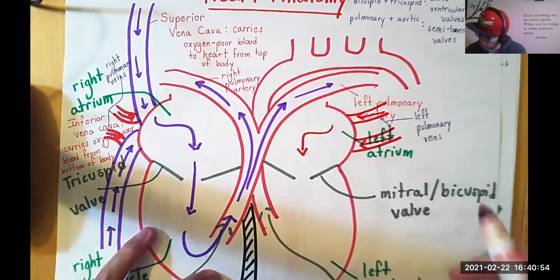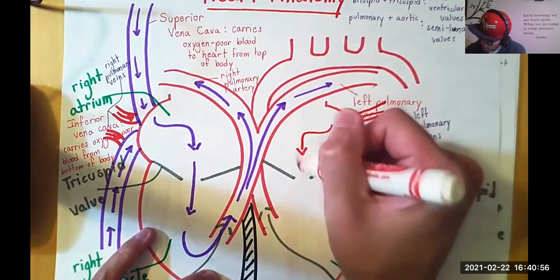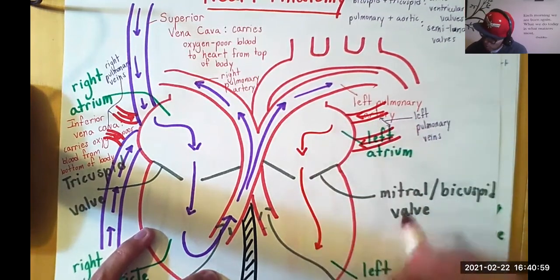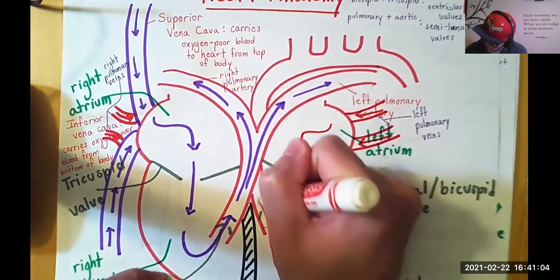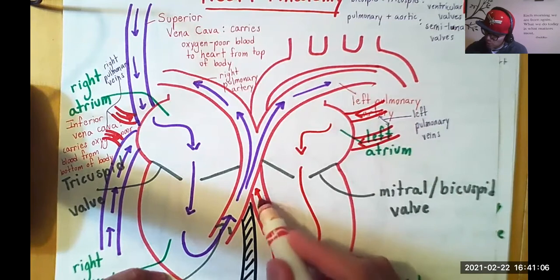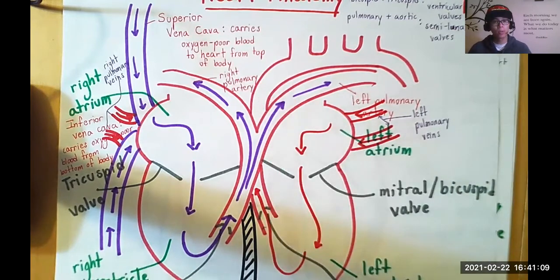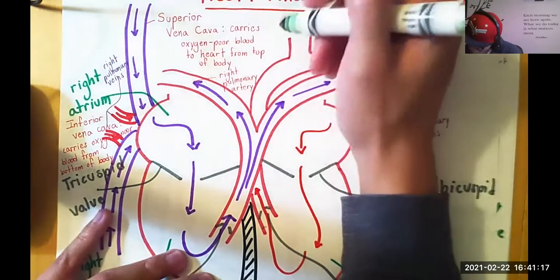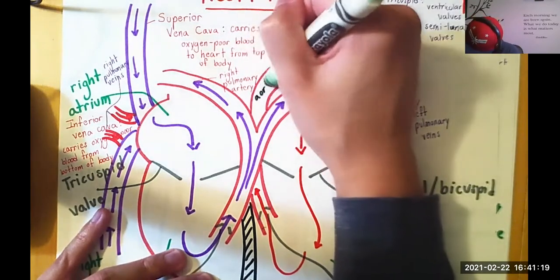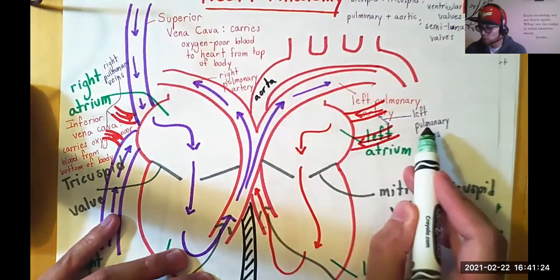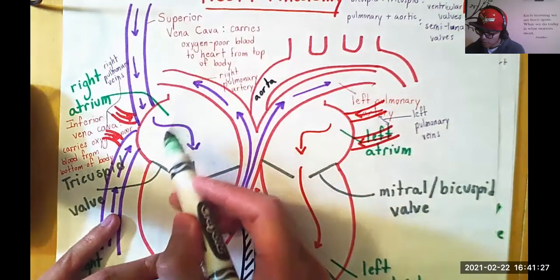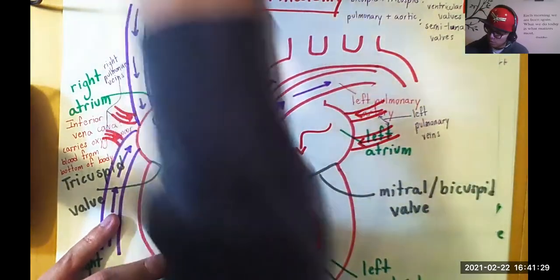The oxygen-rich blood, which is red, will move past the mitral valve into left ventricle. And from left ventricle, they'll move past the aortic valve into the largest artery of the body, and that's called the aorta. So let's get a ring for aorta. Let's get a ring for left pulmonary veins. And let's get a ring for right pulmonary veins.